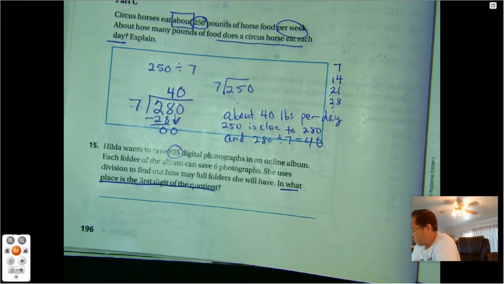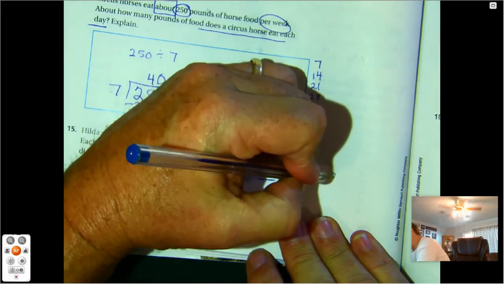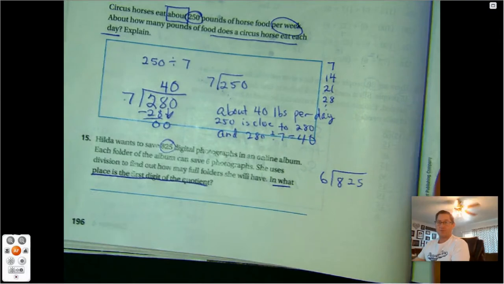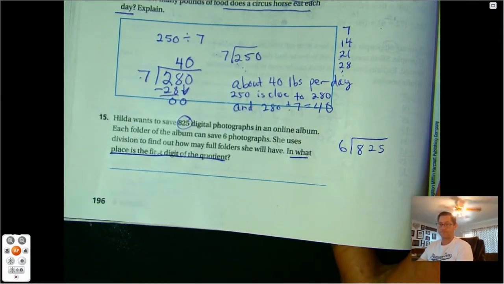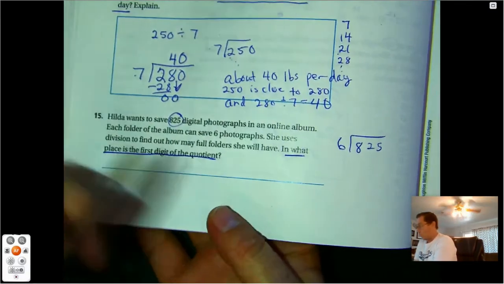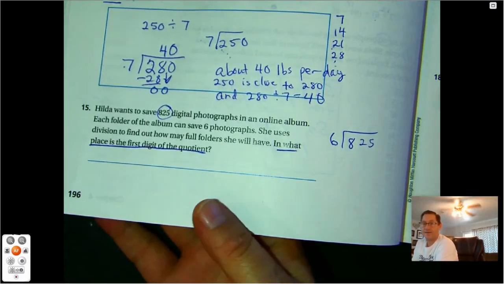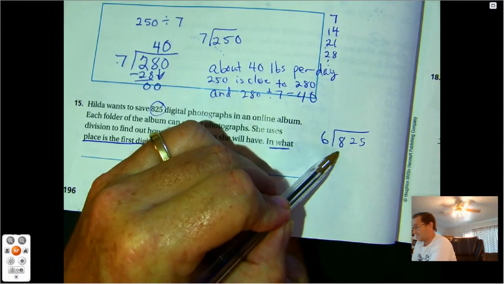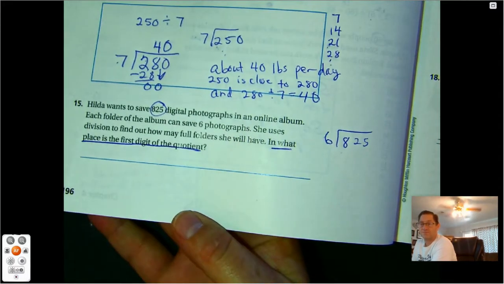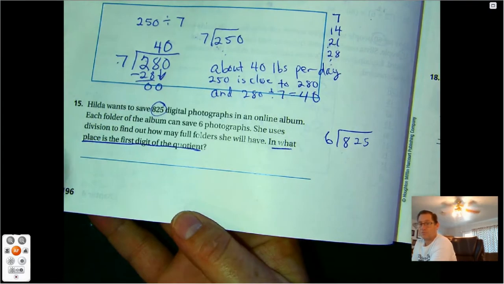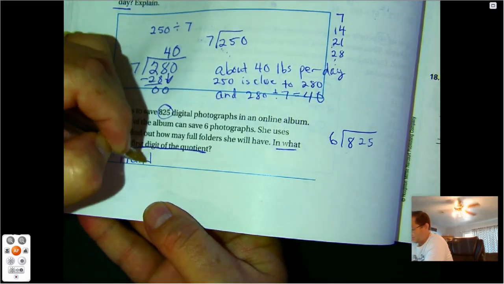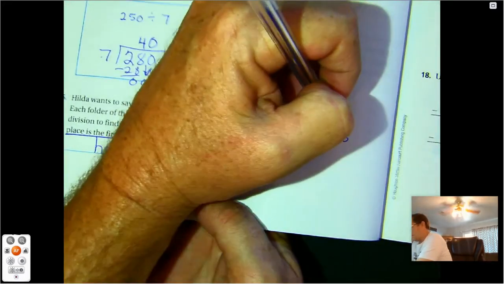So we have 825 divided by 6. So I don't really need to solve this whole problem. I just need to decide where I'm going to place my digit in my quotient. Can I share 8 equally among 6 groups? Yeah, I can share at least one of those hundreds into 6 groups. So my first digit would have to be in the hundreds place.